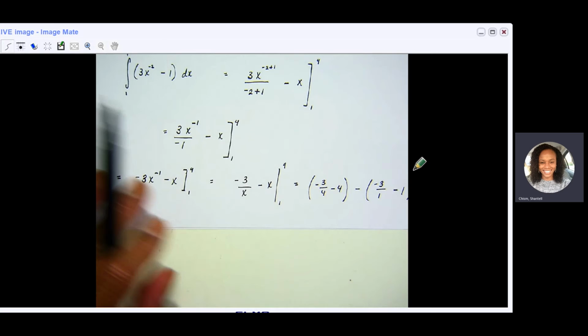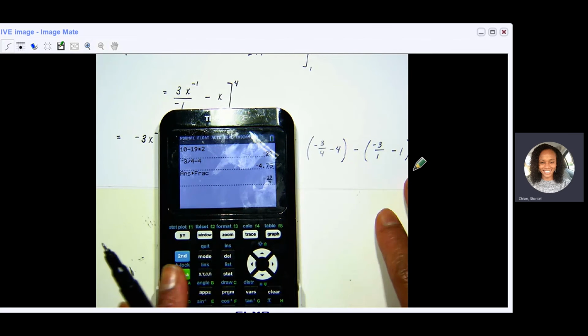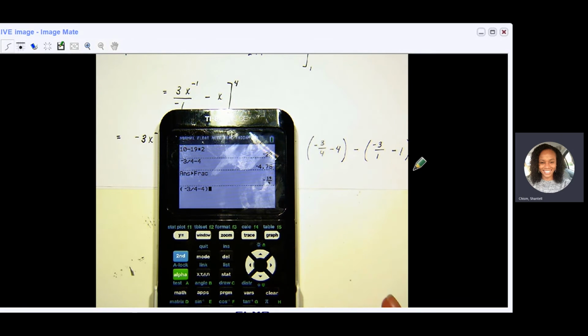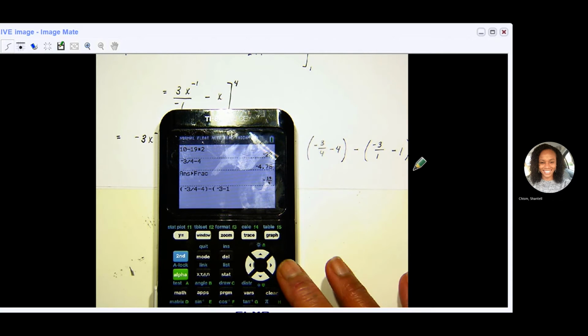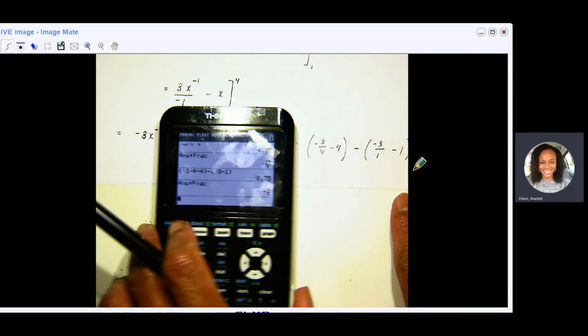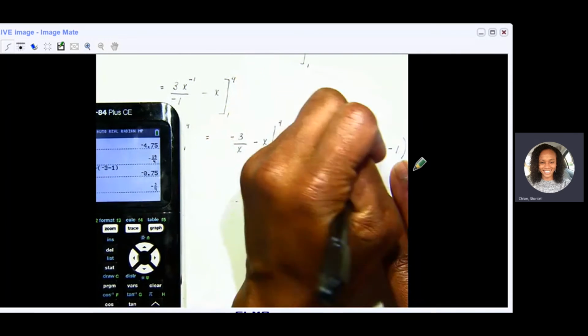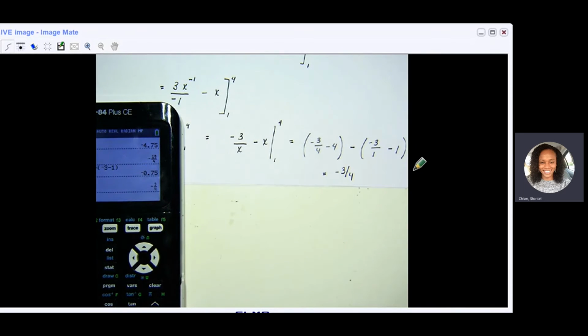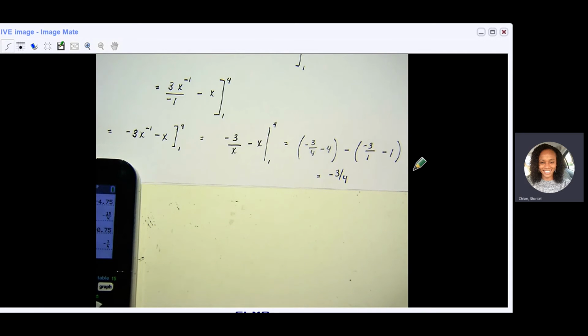And then minus, I tell you what, let's put that all in the calculator. We should be able to. Let's do parentheses, negative 3/4 minus 4, and then minus parentheses, negative 3 minus 1. We got a negative 3/4 for our answer. I just put it in right as I saw it, all in. Sometimes I do that, sometimes I do parts, but that one wasn't that complicated, so the calculator could handle that. All right, let's see what else we've got here.